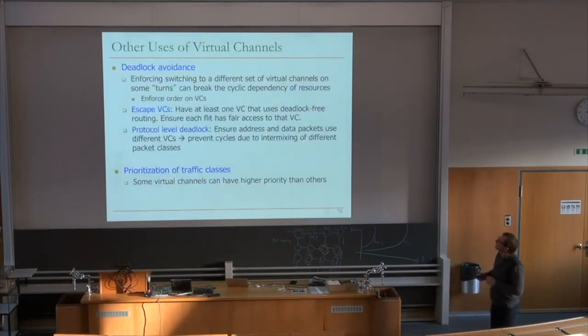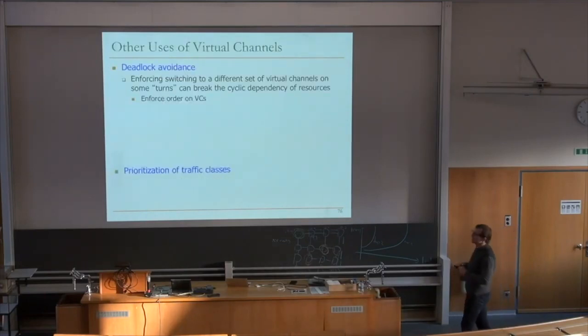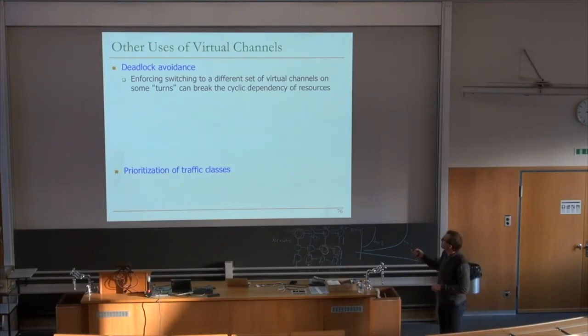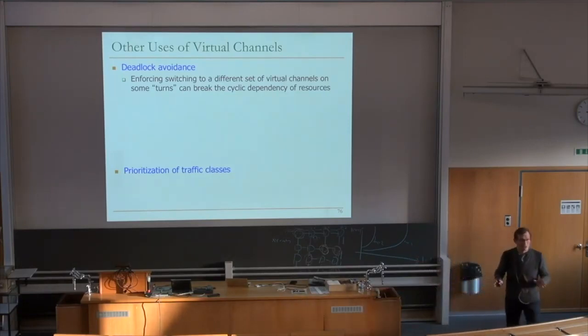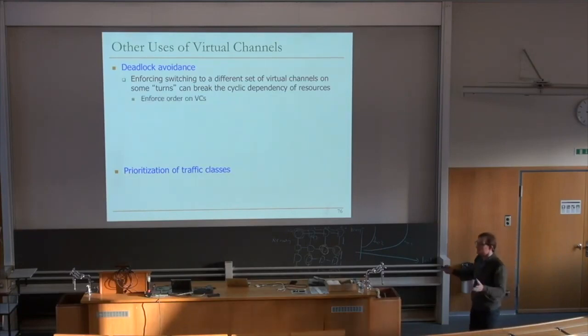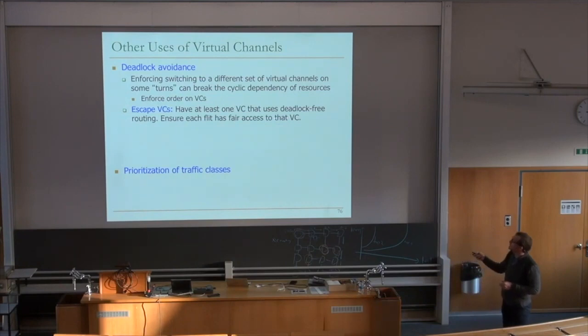Okay, let's cover this very quickly. So basically, there are other uses of virtual channels. One is deadlock avoidance. You can enforce switching to a different set of virtual channels on some turns, and that way you can break the cyclic dependency of resources. You can enforce order on the virtual channels, and you can have escape virtual channels, at least one virtual channel that uses deadlock-free routing. Everything else uses non-deadlock-free routing.